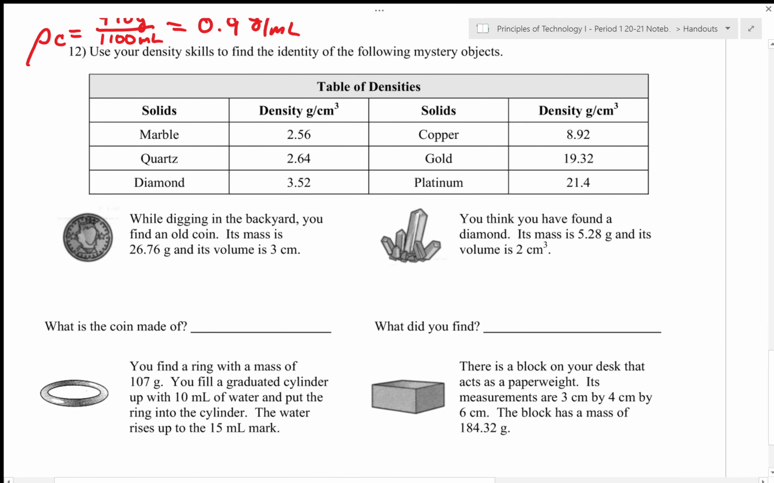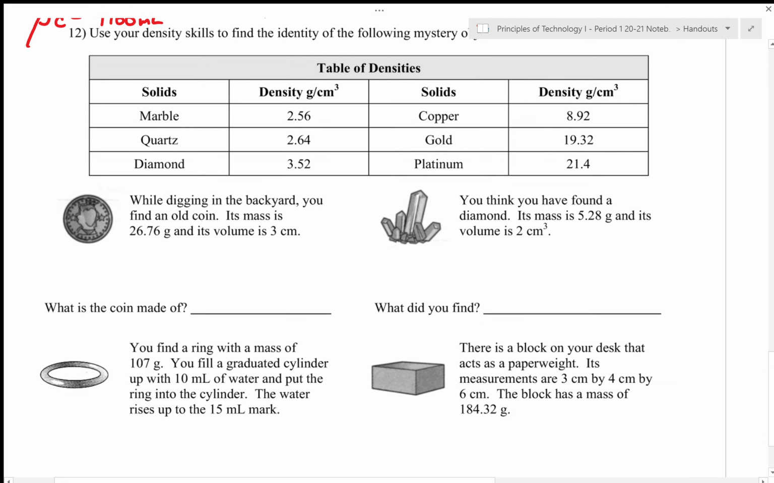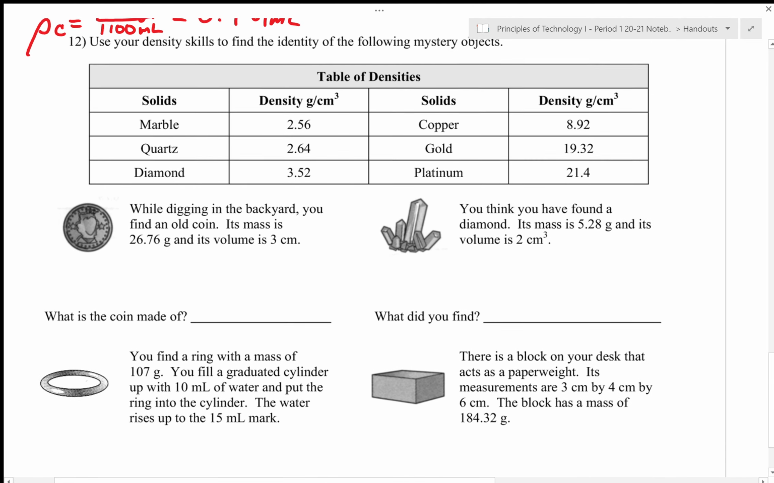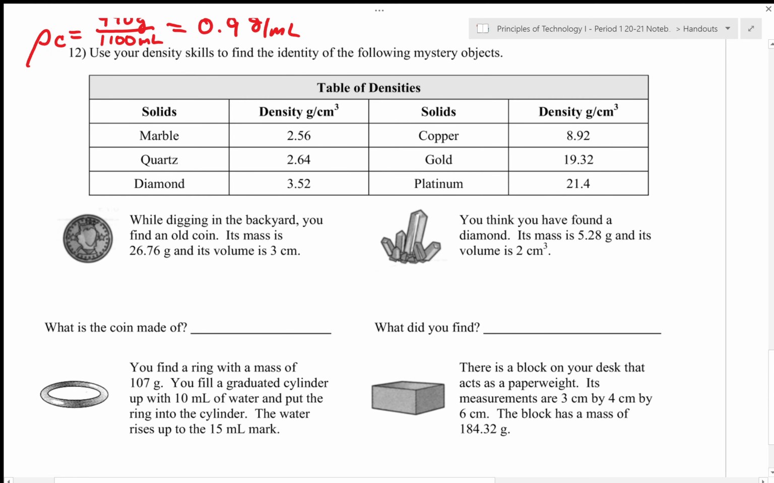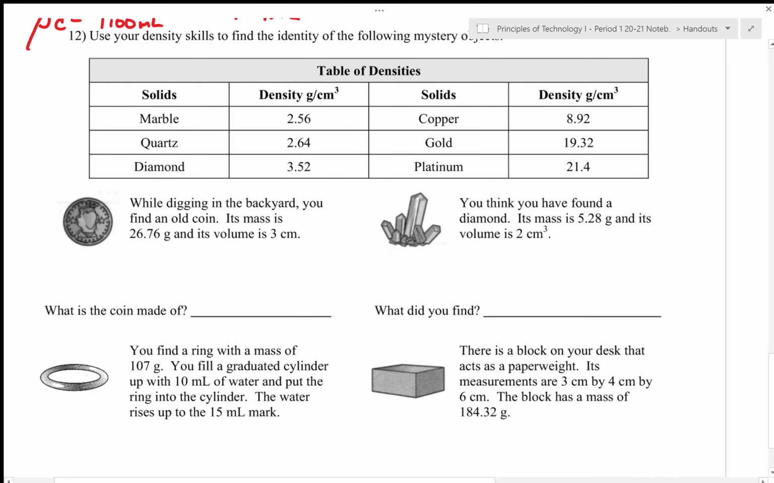And lastly, for number 12, yes, last one, number 12, we need to use the given information to figure out what the different materials that these objects are made out of. And for all of them, we're going to use density is equal to mass divided by volume, with some slight variations for the ring and the block.